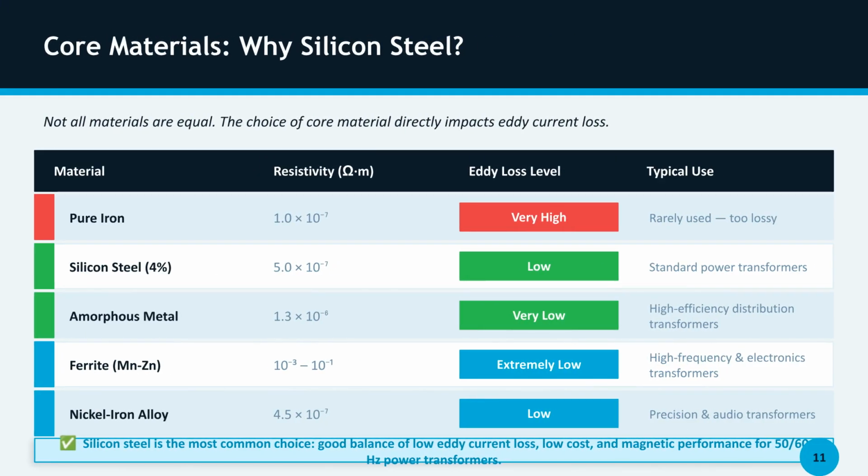Transformer cores often use silicon steel because it offers a good balance of low eddy current loss, low cost, and suitable magnetic performance for standard 50 or 60 Hz power transformers. Other materials like amorphous metal and ferrite offer even lower losses but are used for specific applications.